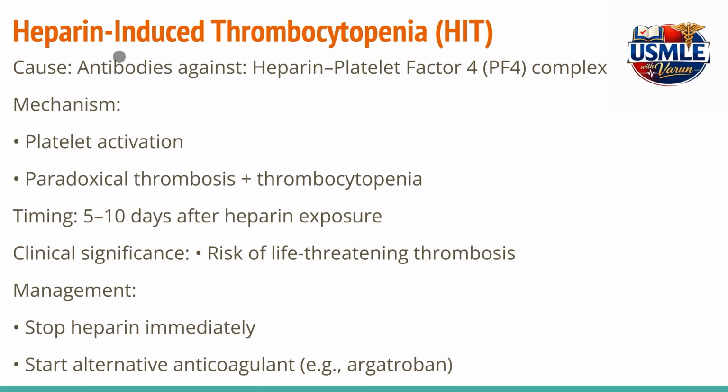So coming to heparin-induced thrombocytopenia. This heparin-induced thrombocytopenia is extremely high yield. It is caused by antibodies against the heparin-platelet factor 4 complex, the heparin-PF4 complex. This leads to platelet activation, causing paradoxical thrombosis despite low platelet count. It typically occurs 5 to 10 days after heparin exposure. Management is to stop heparin and start an alternative anticoagulant like argatroban.